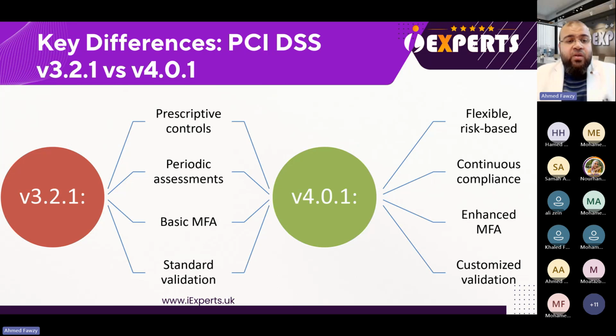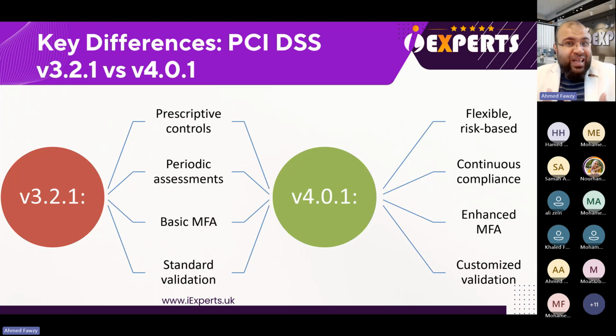When we speak about the versions of the PCI, we have some differences nowadays. Starting from version 3.2.1, you can find prescriptive controls and periodic assessment. Periodic assessment includes penetration testing, vulnerability assessment, and the ASV, the approved scanning vendor. On the other hand, we also have basic multi-factor authentication starting from 3.1: you have to have two-factor authentication for any non-console access. It was mandatory, I think starting from 2017 or 2018, I cannot remember the year. And we have a standard level of validation.